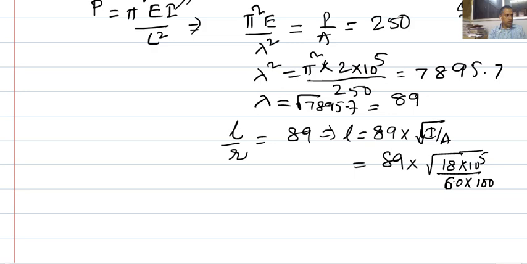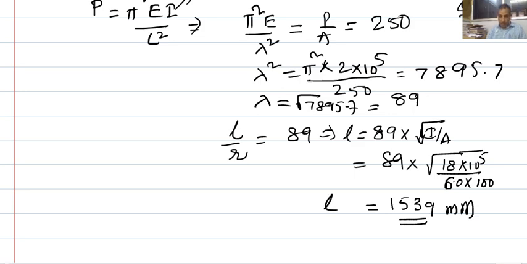So this happened to be how much? This will be 1539. Let us see this into square root of 18 into 10 power of 5 divided by 60 into 100 bracket close, this one. 1539 exactly. Probably there is a mistake in calculation, so you can verify. This is 1539 millimeter. Okay, so this is the length.